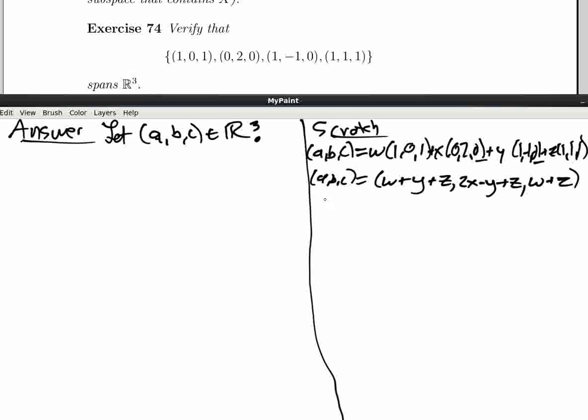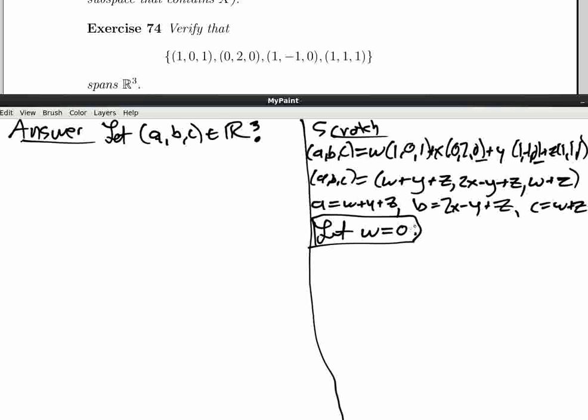That gives me 3 equations. I have a is equal to w plus y plus z. I get that b is equal to the second component here, 2x minus y plus z. And I get that c is equal to w plus z. And I notice that I have 4 variables and only 3 equations. That means that I might have some leeway, which means I'm going to try setting w equal to 0.